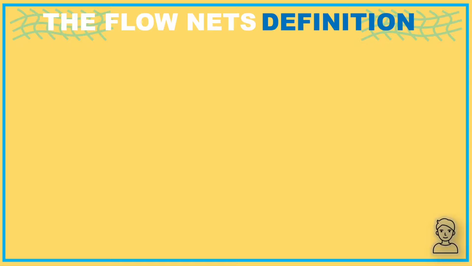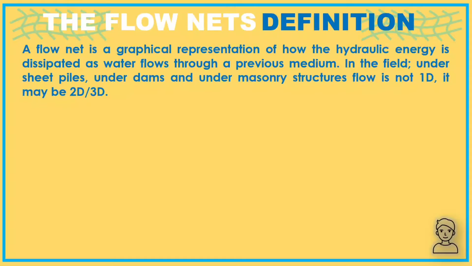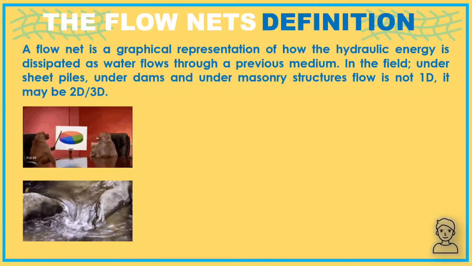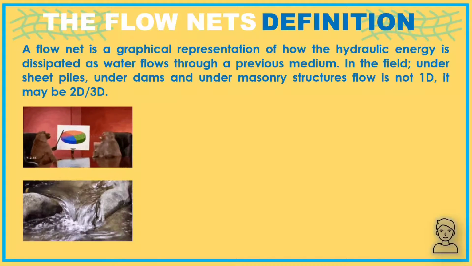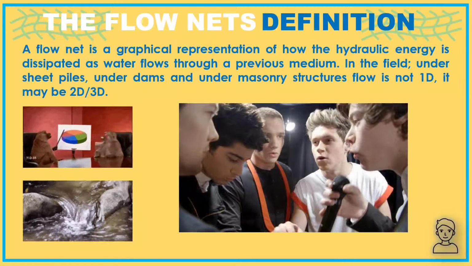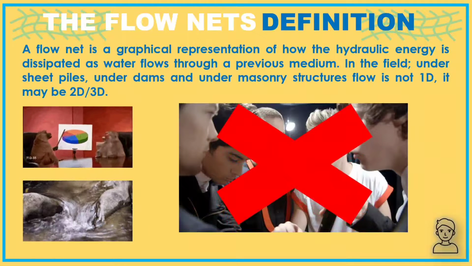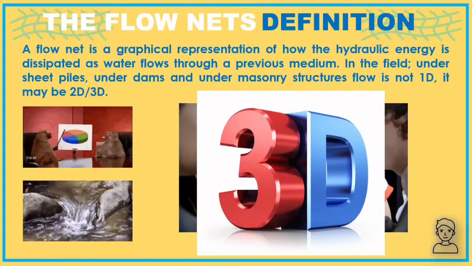Another technical definition, it is a graphical representation of how the hydraulic energy is dissipated as water flows through a pervious medium. In the field, under sheet piles, under dams, and under masonry structures, flow is not 1D, it may be 2D or 3D. Flow net is a representation that cannot be made in 1D or one-dimensional. It must be either 2D for calculations or 3-dimensional for graphical representation.